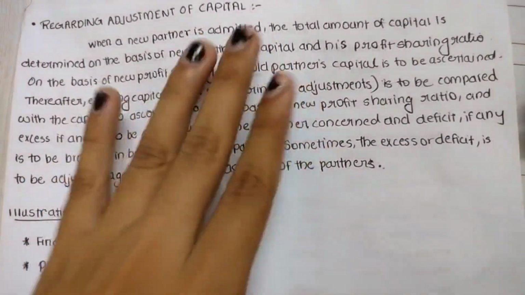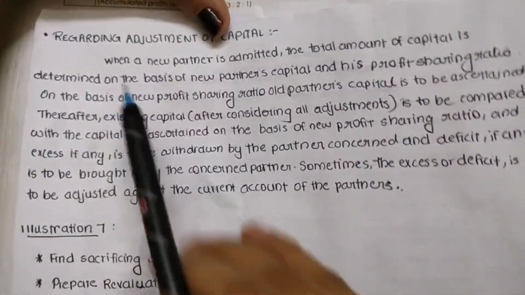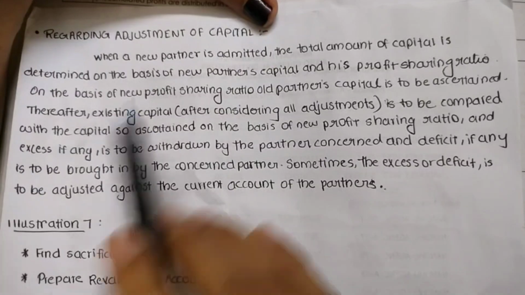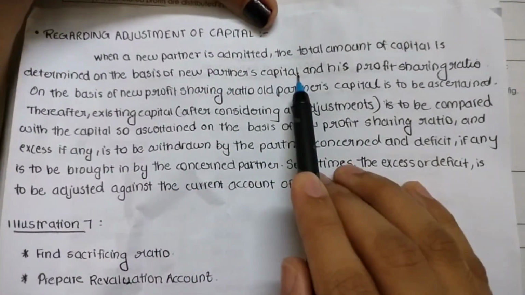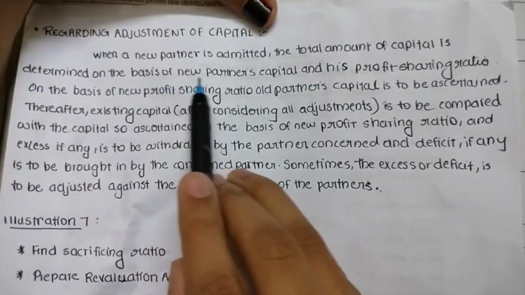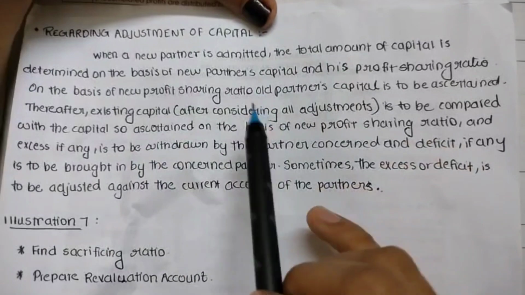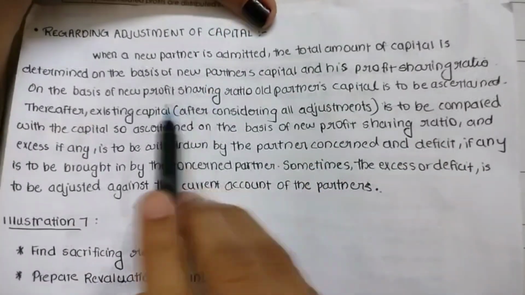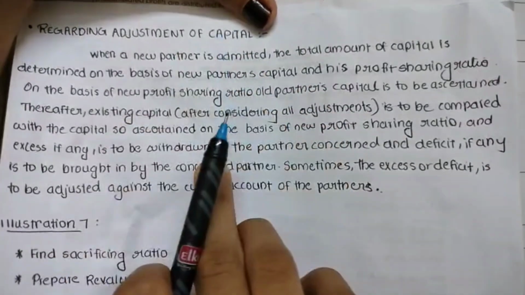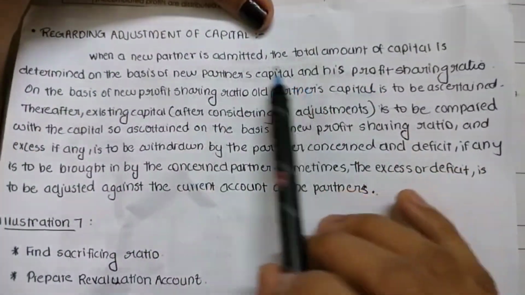Before explaining illustration number 7, we have something to discuss, that is regarding adjustment of capital. When a new partner is admitted, the total amount of capital is determined on the basis of the new partner's capital. If we just read this, we won't be able to understand, but in illustration number 7, everything which is said here is going to apply in our question. So now let's see.